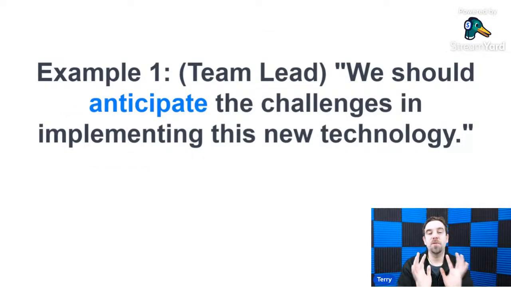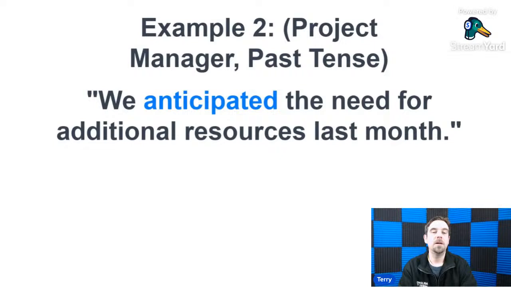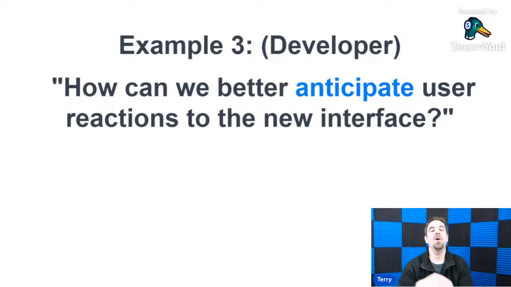So one example, the first one from the team lead, is: we should anticipate the challenges in implementing this new technology. We anticipated, so the past tense is easy to pronounce because it's a clear ed. We anticipated, but careful with the vowel sounds. We anticipated the need for additional resources last month. How can we better anticipate user reactions to the new interface?